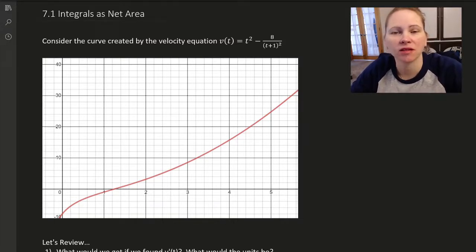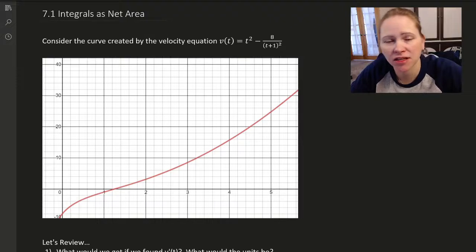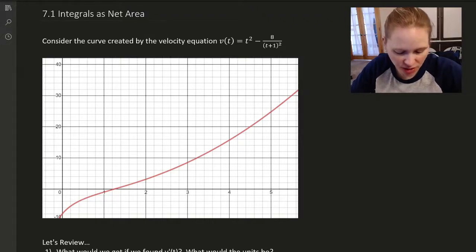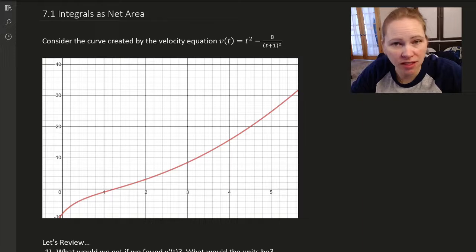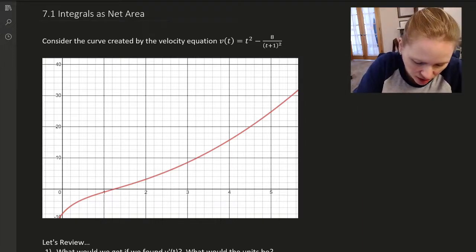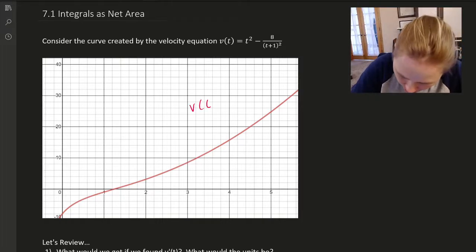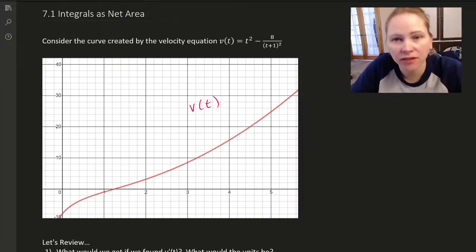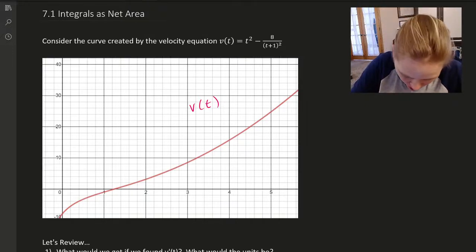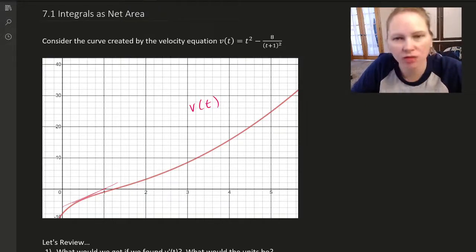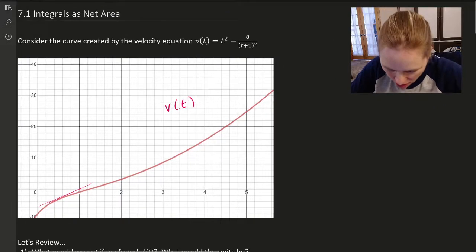In this video we're going to talk about integrals as net area and relate them to velocity, acceleration, and displacement. At this point we should be fairly familiar with the relationship between velocity and acceleration and velocity and displacement. So if we consider this curve created by this velocity equation, this would be our v of t. The derivative of v of t would be found by sketching all these little tangents. They'd be the instantaneous rates of change all along our curve.